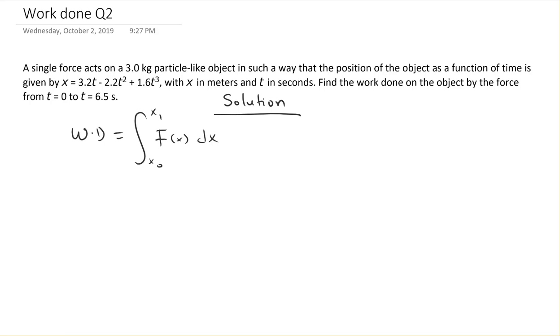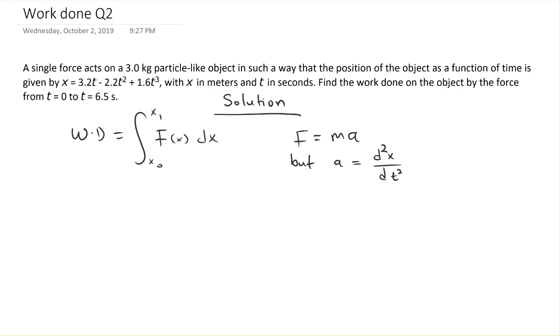We know that the force acting on an object is given by the mass of the object times the acceleration. We also know that acceleration is the second derivative of position. So if we take the derivative of our position twice, we will get an expression or a function for acceleration.